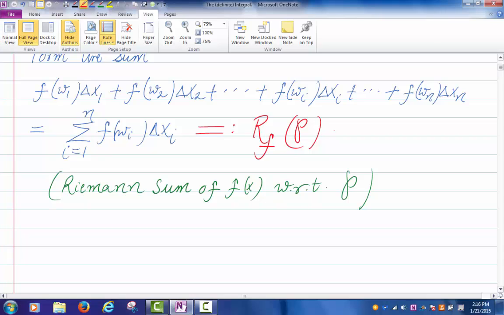So how do I express this sum? By using the summation notation. Summation, i going from 1 up to n, this tells you how many summands you have. The number of values of i tells you how many summands. So i going from 1 up to n tells you you have n summands.